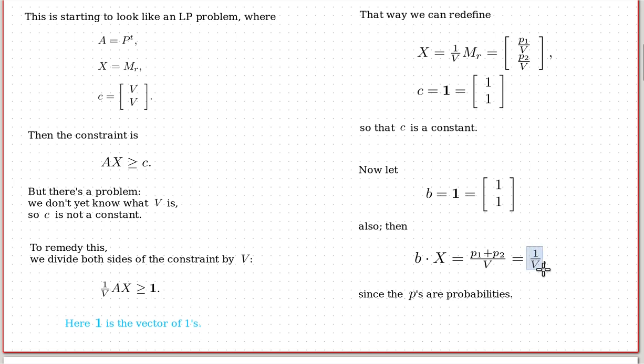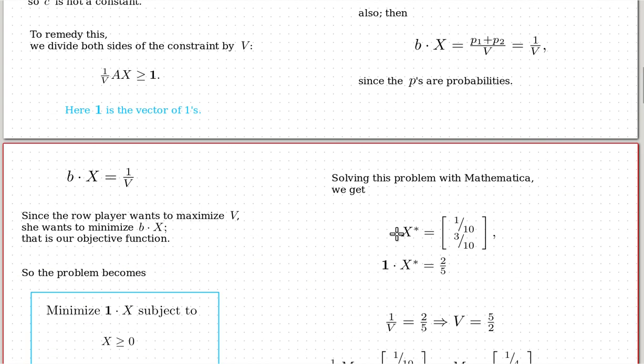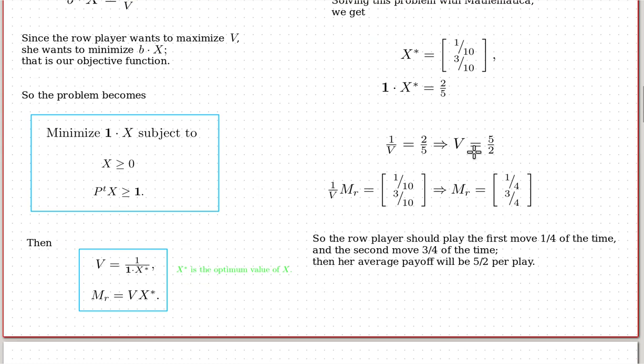Also note that 1 over v is certainly positive, because again, we can assume v is positive for this game. It was clearly biased in favor of the row player, so v is definitely positive. So v will be maximized when 1 over v is minimized. So the problem then becomes, from the point of view of the row player, that we want to minimize the quantity 1 dot x, subject to the constraints that x has to have non-negative entries and that p transpose times x has to be greater than or equal to the vector of 1s. So this is the particular linear programming problem we want to solve in order to find the best mix for the row player.